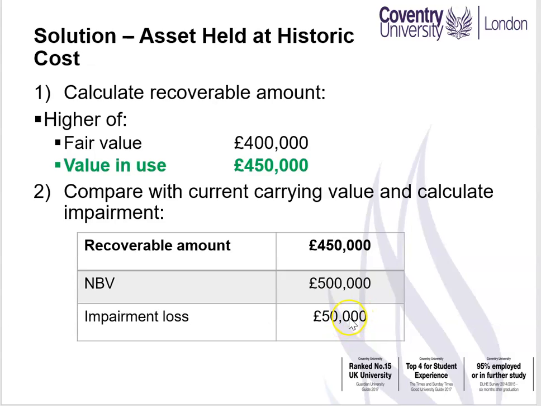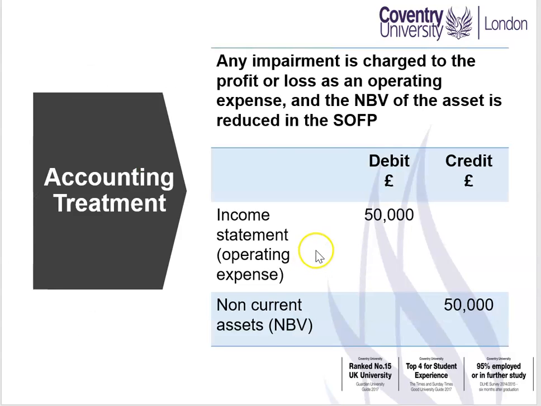How do we account for this impairment loss of 50,000? If it is for the first time, if the asset had never been previously revalued, then it is taken to profit and loss. So you credit accumulated impairment loss in the statement of financial position, which is non-current asset, and debit income statement, where you would normally charge the depreciation to, 50,000, and the credit to net book value, 50,000. So that reduces the net book value of the asset from 500 to 450.